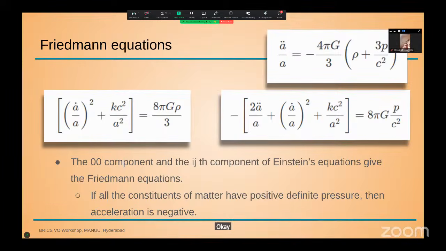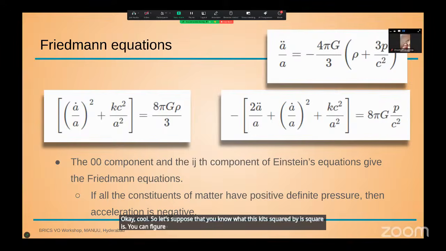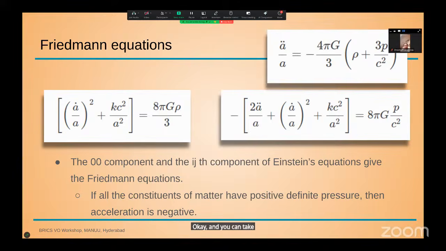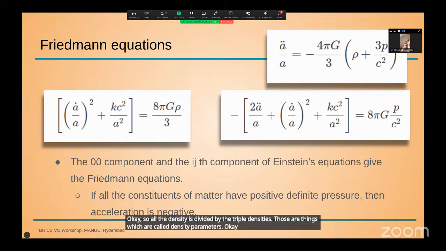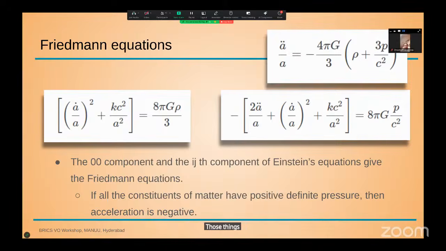Okay, good. So let's suppose that you know what this K c square by A square is. You can figure out what the geometry is. Then you can take the critical density, which is 3 H naught square by 8 pi G, and take it out from this particular fraction. If you take that out, then you will have rho divided by rho critical. So all the densities divided by the critical density are called density parameters. That gives a dimensionless number which you can work with.